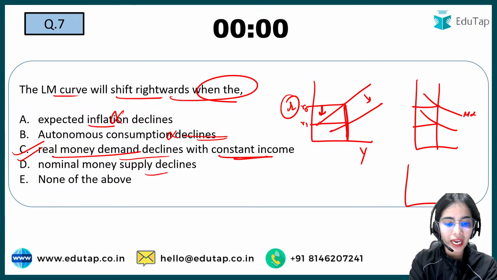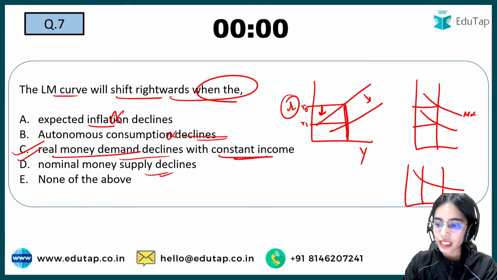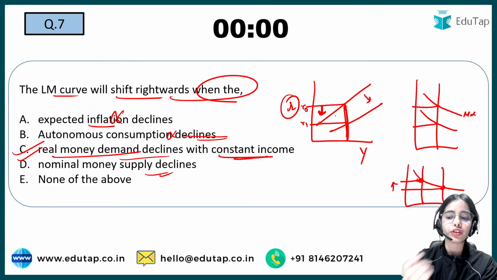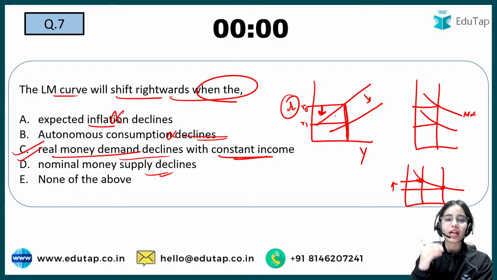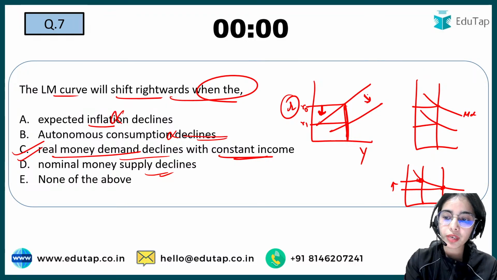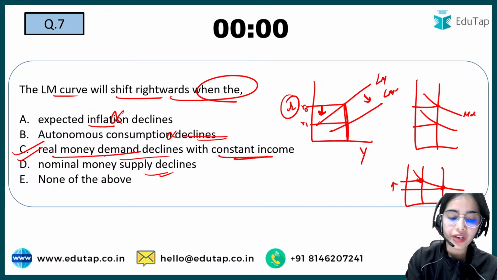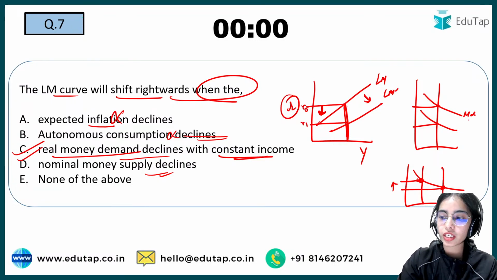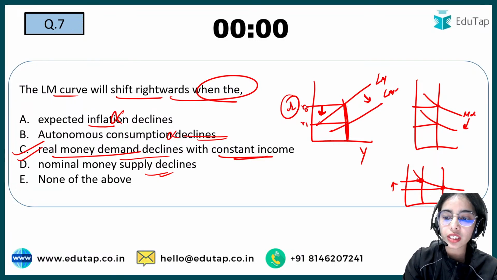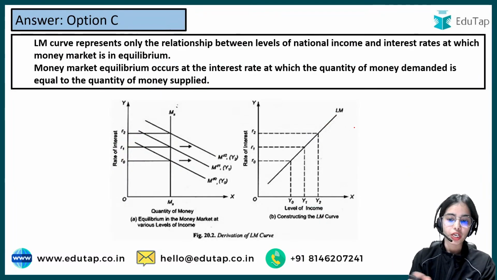If the money supply declines, the rate of interest will actually increase. Okay, but we want the rate of interest to decrease, so the LM curve will have to shift rightwards. So the LM curve will shift rightwards when the demand for money is declining, with the constant level of income. So that is the idea.